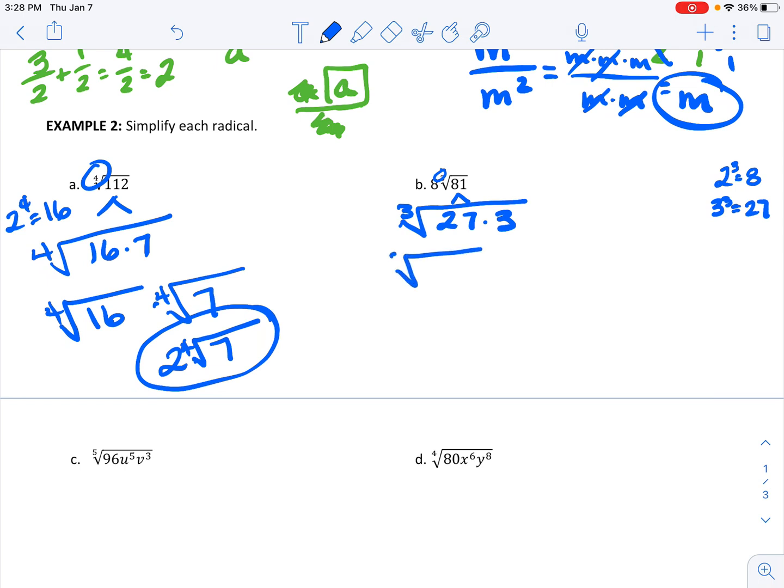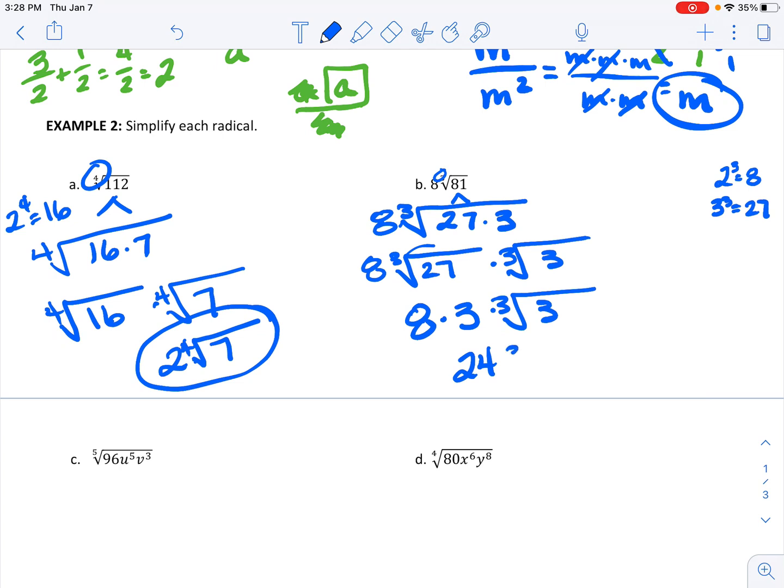Well, that means I can break it up into the cube root of 27 times the cube root of 3. And I know what the cube root of 27 breaks down to. That is 3. Oh, I forgot my 8 out front. So we're going to have 8 times, this is now going to be replaced with 3, times the cube root of 3. 8 times 3 is 24, cube root of 3. And there's our final answer.